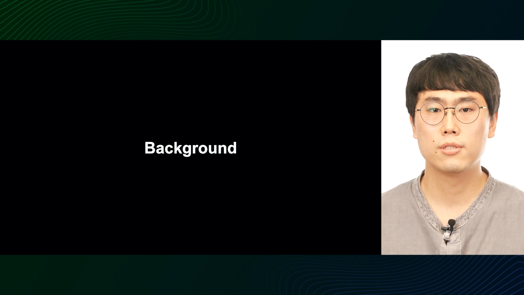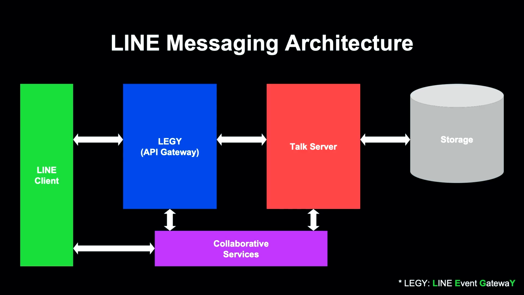First, background. Before getting into the details, let me clarify the scope of this presentation. This diagram describes the overall structure of LINT messaging platform. LINT clients communicate with talk server and collaborative services either directly or indirectly through API gateway, which we call LEGY. LEGY is short for LINT Event Gateway. From here, I will use terms LEGY and API gateway interchangeably.